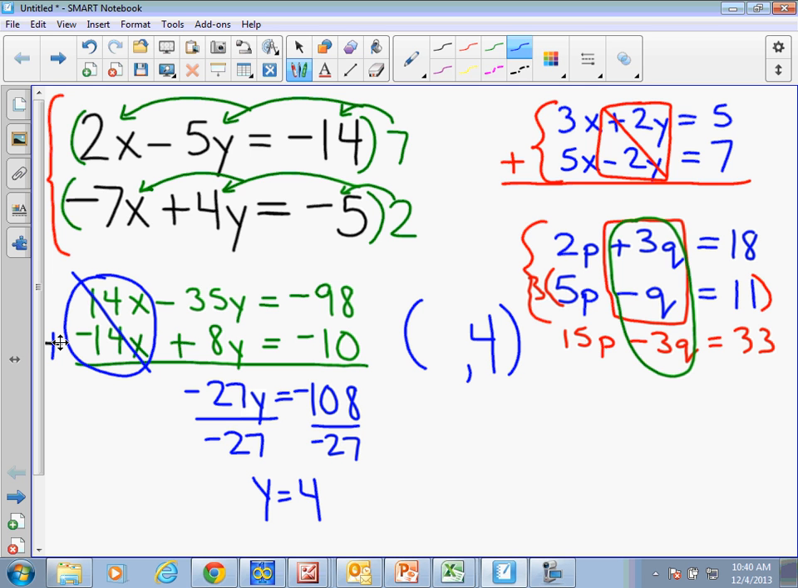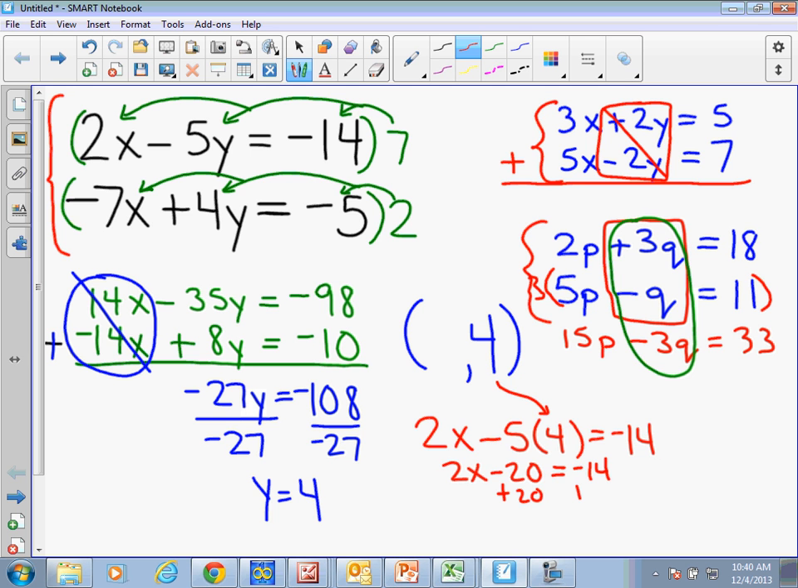So I'm going to use 2x minus 5 times 4 equals a negative 14. And so again, remember I replaced the 4 in for the y. So now I have 2x minus 20 equals a negative 14. I'm going to add 20 to both sides. I get 2x is equal to 6. I divide by 2. I get x is equal to 3. And now that completes my ordered pair, 3, 4.